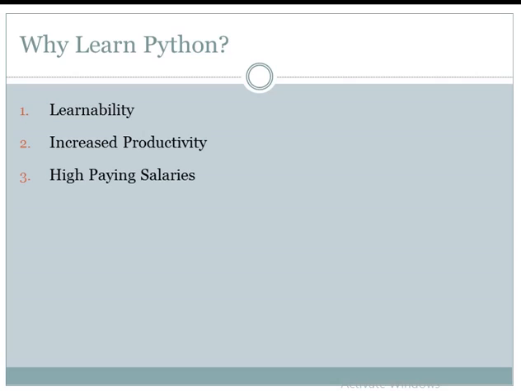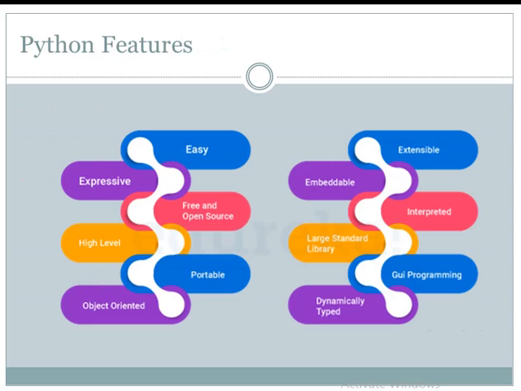The next point is high paying salaries. Learning Python is the best investment you can make today. Python developers are paid highest, especially in the domain of web development, machine learning, and data science. The salaries can range from $70,000 to $150,000 depending on the location and your experience in the industry. There is a lot of demand for Python developers in the IT industry, so you won't have any trouble finding Python jobs in the market.